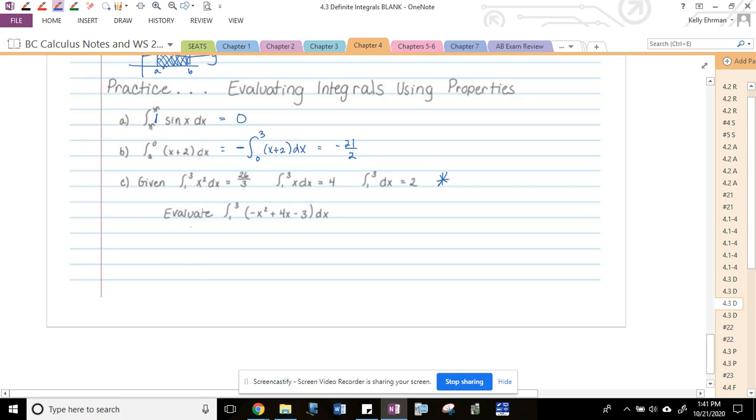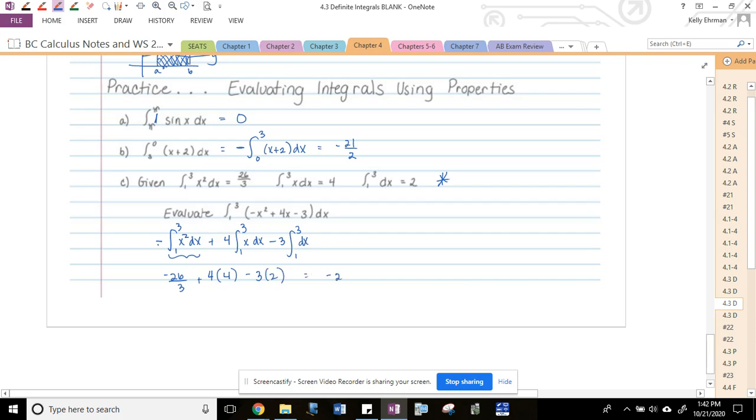All right, so we can split this up. This is equal to the negative integral from 1 to 3 of x squared dx plus 4 times the integral from 1 to 3 of x dx minus 3 times the integral from 1 to 3. When I pull the constant out and there's nothing left, it is just dx right there. It's like 1 dx technically. And now I can sub in what I know. I know that this is equal to 26 over 3. I've got a negative out front, so negative 26 over 3 plus 4 times the integral of x dx is 4. 4 times 4 minus 3 times 2.